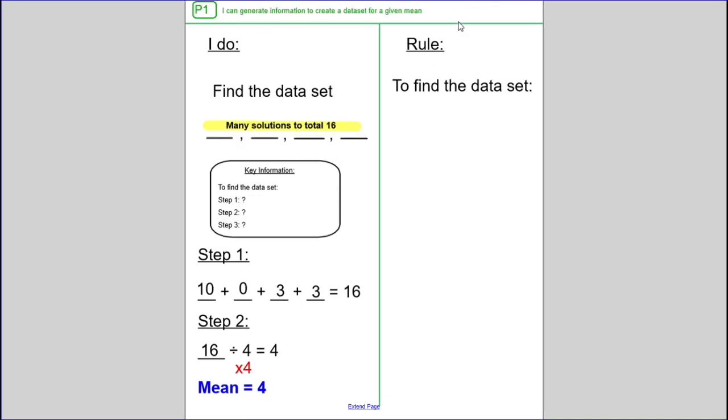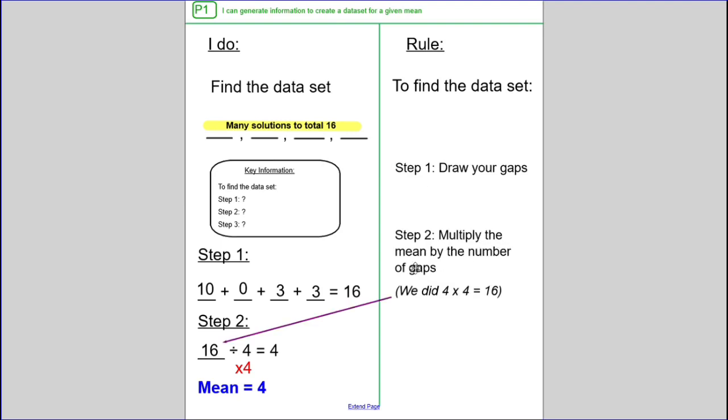So let's now condense this to just a few rules. So we're going to write down what we've noticed rather than having every time an F1 and a P1 side by side. So to find the data set, step 1 is to draw your gaps. As you can see here, we drew 4 gaps for 4 numbers. Step 2 is to multiply the mean by the number of gaps. In our question here, the mean is 4 and the number of gaps was 4. That means we had to do 4 times 4, which gave us 16.